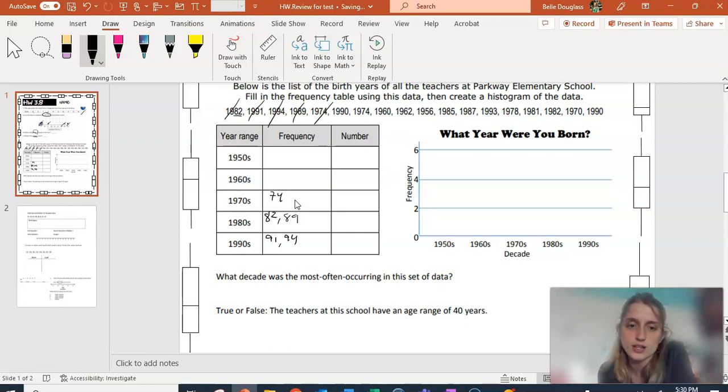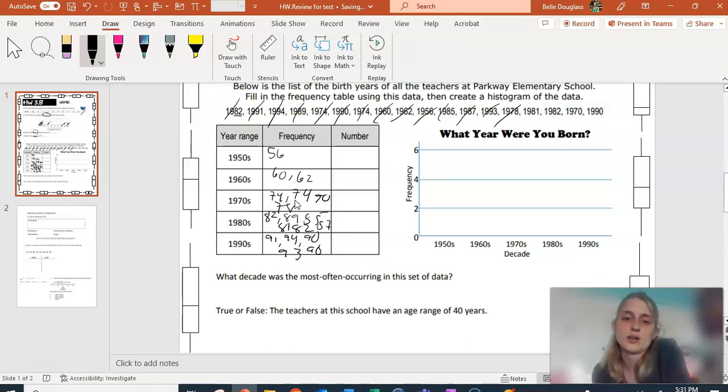74. So you're going to fill in your whole table here with all of the years that these teachers were born. '85, '87, '93, '78, '81, '82, '70, and '90. Then we're going to tally up the frequency.